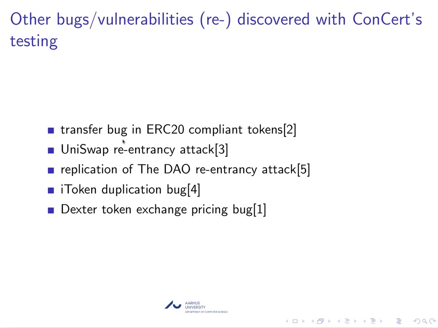We've also rediscovered a token duplication bug in the iToken contract, and in the paper we also show how we find a pricing bug in the Dexter token exchange contract that would allow for arbitrary profit from token exchanges. This shows that our approach to testing smart contracts is not only capable but also effective at finding bugs in real-world smart contracts.